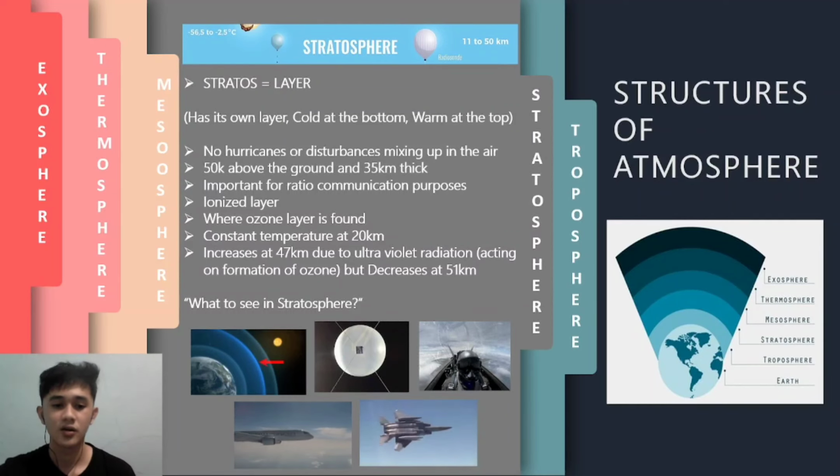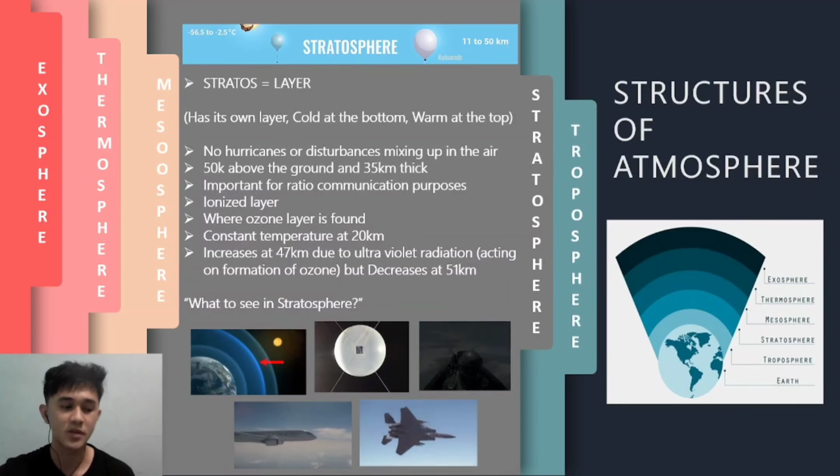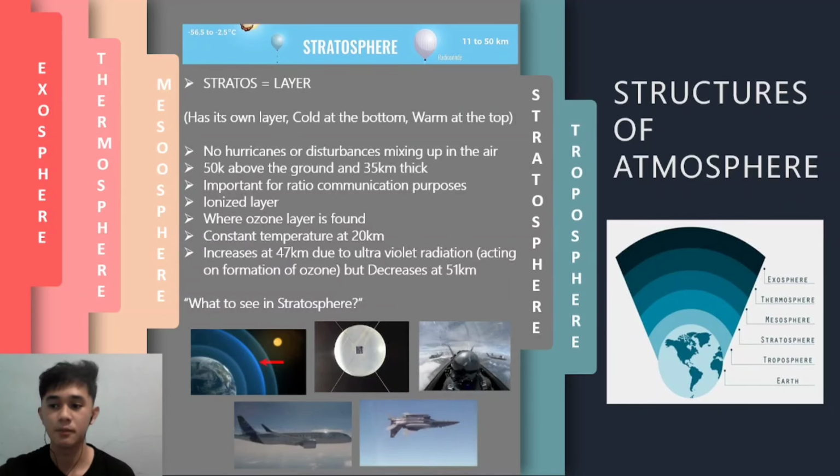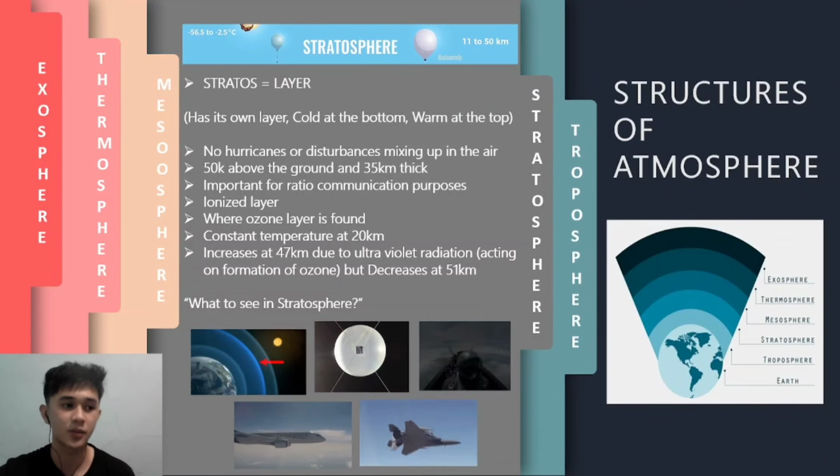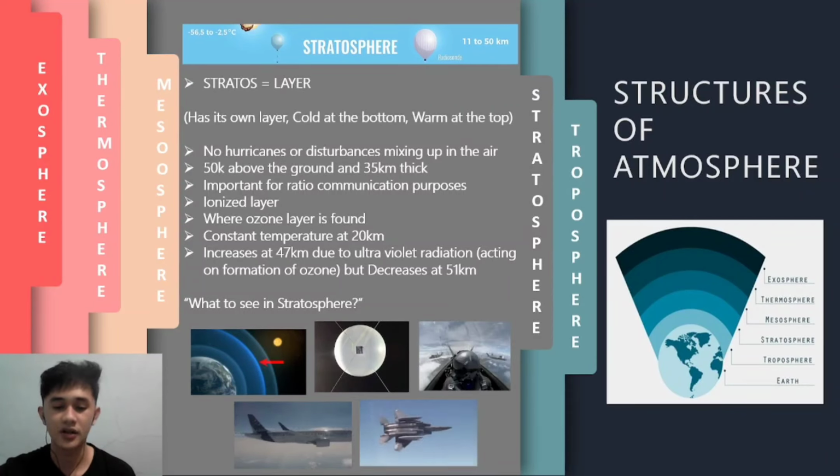Usually, ideal din ito para sa mga large commercial aircraft dahil less yung turbulence and mas smooth mag-travel sa layer na to. Kaya sa layer na to, makikita natin yung weather balloon, ozone layer, commercial aircraft, and also even jet aircraft. But in this layer, medyo konti na yung air, so that's why kapag nagta-travel yung mga jet aircraft, kailangan nila ng oxygen.